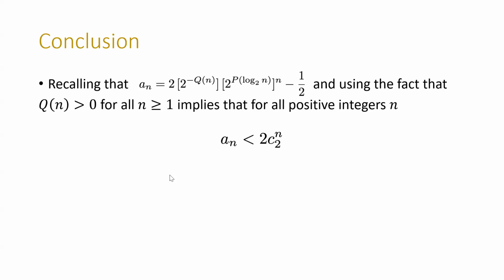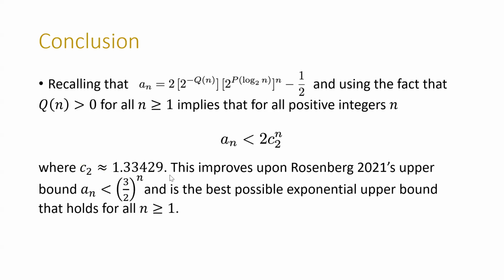And so if you want to convert this to just an upper bound on a sub n, because q of n in our case will be positive, as you can show, this gives us a straight upper bound on a sub n, which improves upon Rosenberg's 3/2 to the n, because c2 is less than 1.5. And this is the best possible exponential upper bound that you can get for all n greater than 1, because we showed that the lim sup of a_n over c2 to the n is 1. So you can't replace this c2 with anything better.